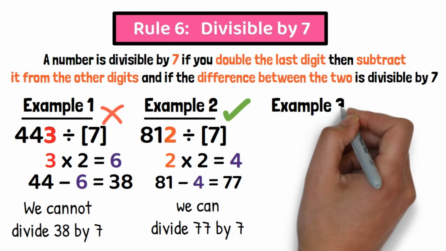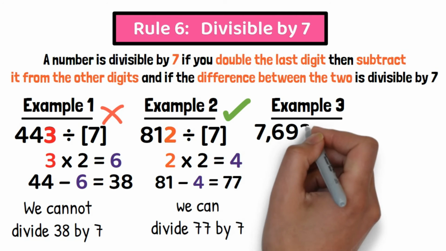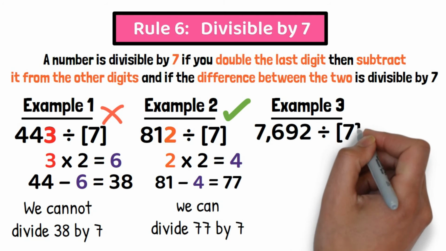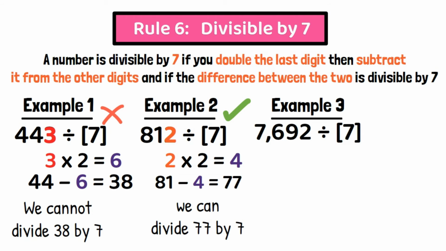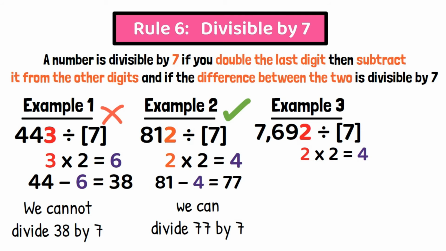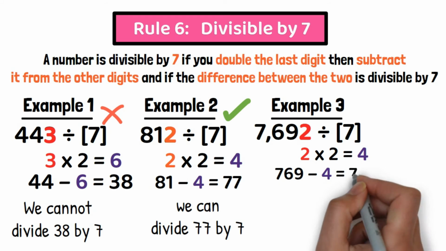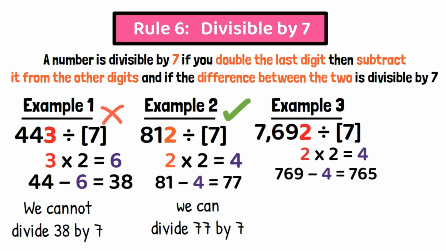Now let's move on to example 3. Example 3, we have 7,692. So we need to find out if 7,692 is divisible by 7. Remember, we multiplied the last digit by 2. So we have 2 multiplied by 2 will give us 4. Then we subtract 4 from 769. So 769 minus 4 will give us 765.